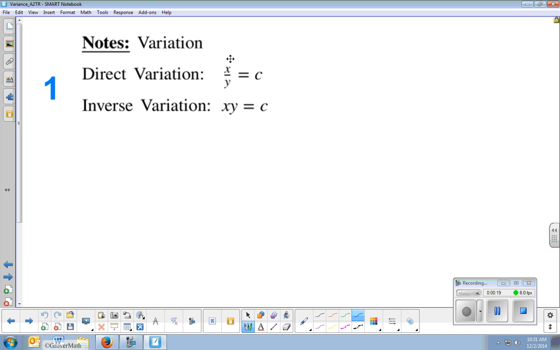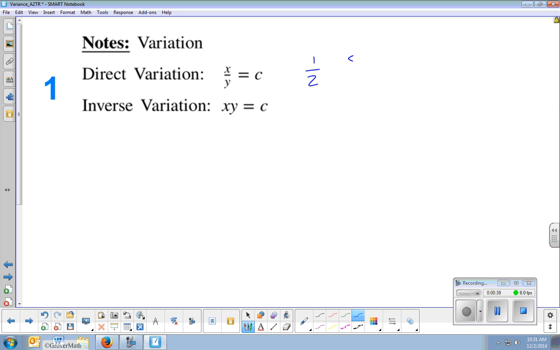It's more of a proportion relationship, whereas inverse is a multiplication. So you see the two key differences here. A direct variation is a division, x divided by y equals some constant, like say 1/2. So x is always half of y.